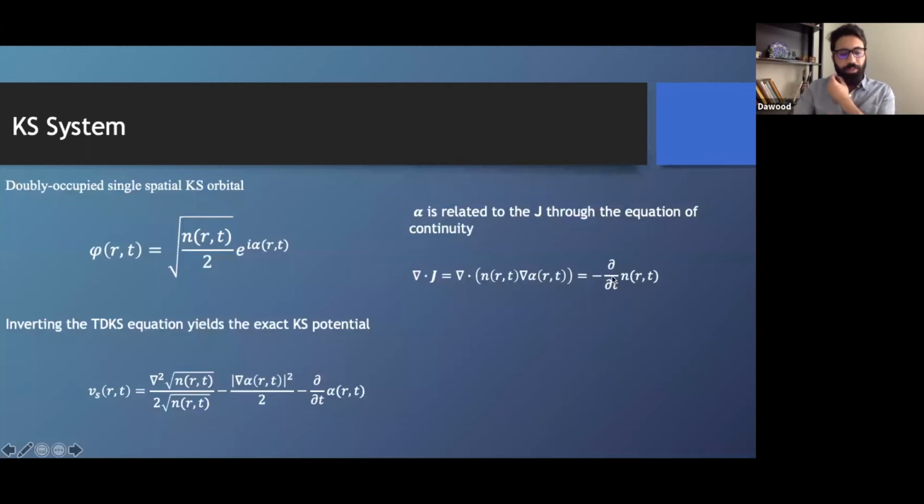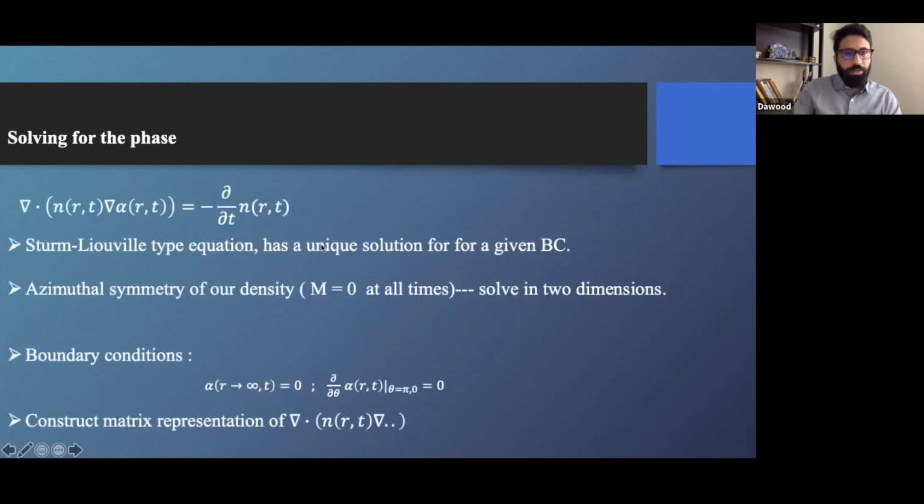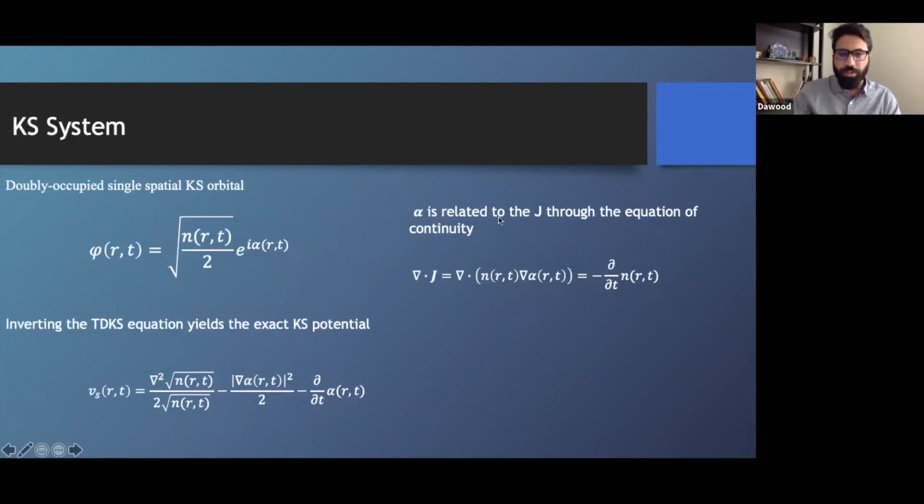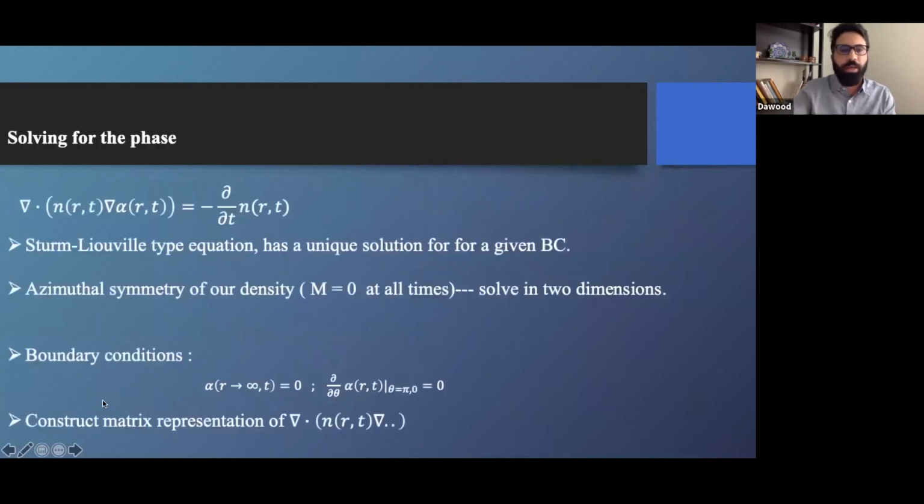And so for this choice of the Kohn-Sham orbital, we can invert the Kohn-Sham equation analytically, and we get an expression like this, which consists of 3 terms. And so once we have this equation, one then needs to invert it to find alpha, and then once we have alpha, we can get the Kohn-Sham potential. So it reduces to solving this equation for alpha.